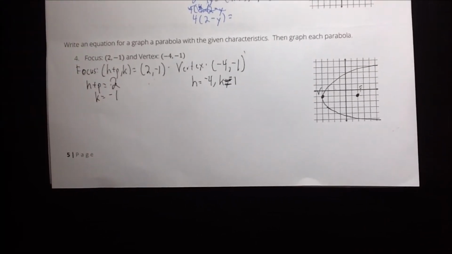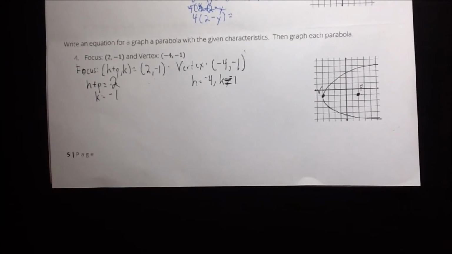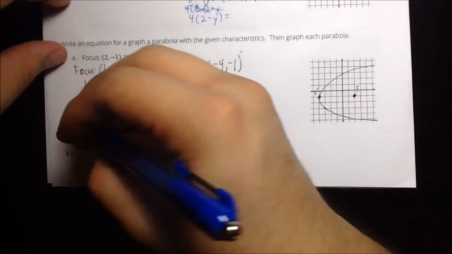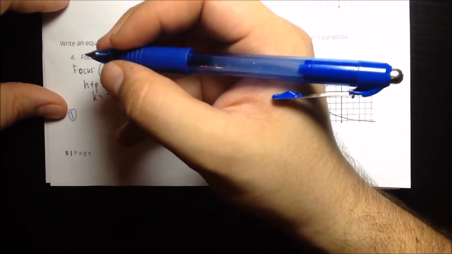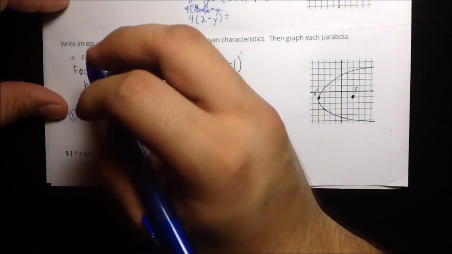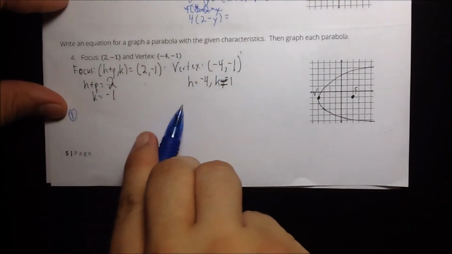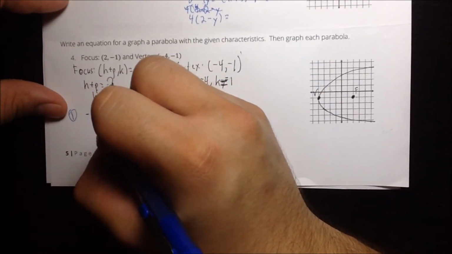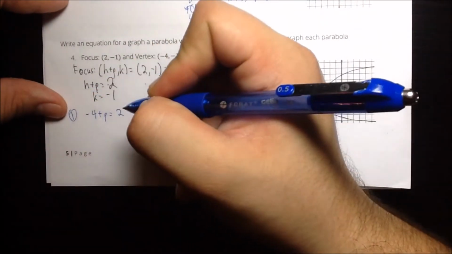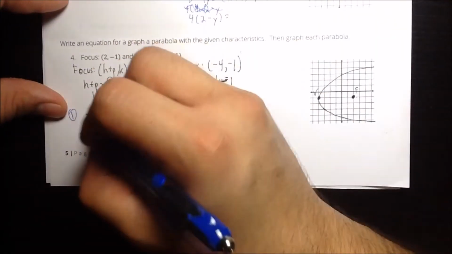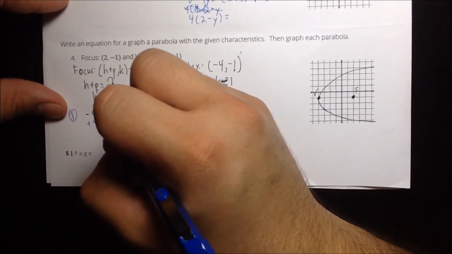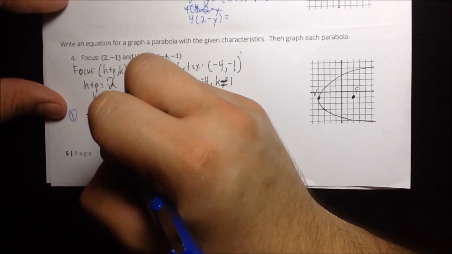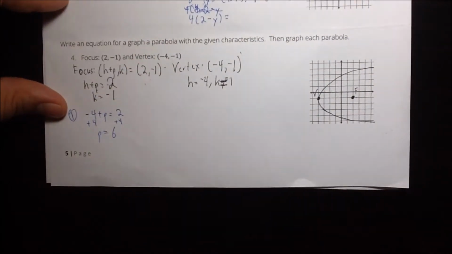So the only variable we don't have is p. And so there's two ways to figure out what p is. The first one, and the more algebraic way, is we take this equation we were given, so h plus p, and we insert what h is, so -4 plus p equals 2. And then we just solve for p. We just add 4 to both sides, and we get that p is equal to 6.